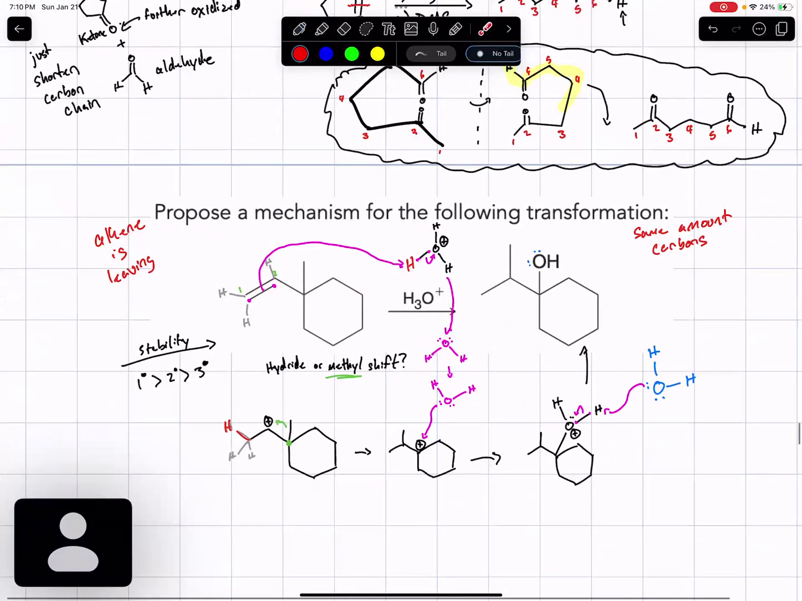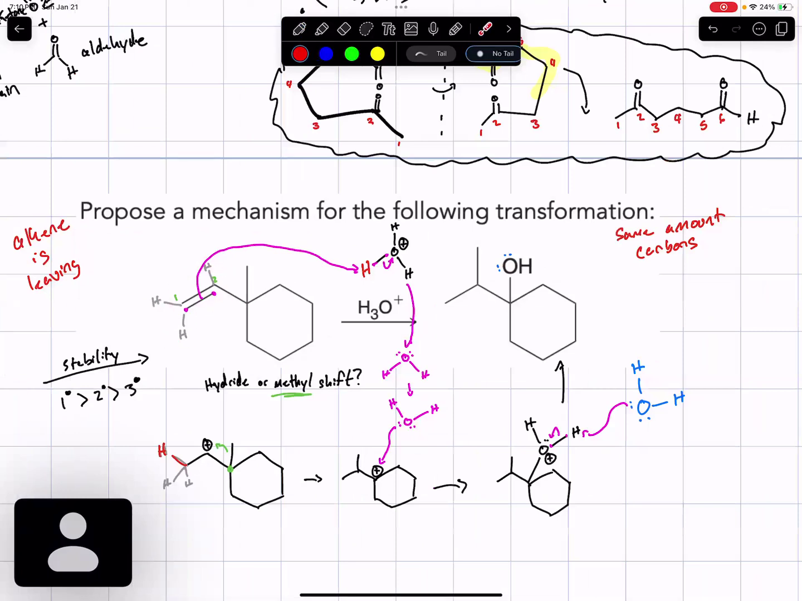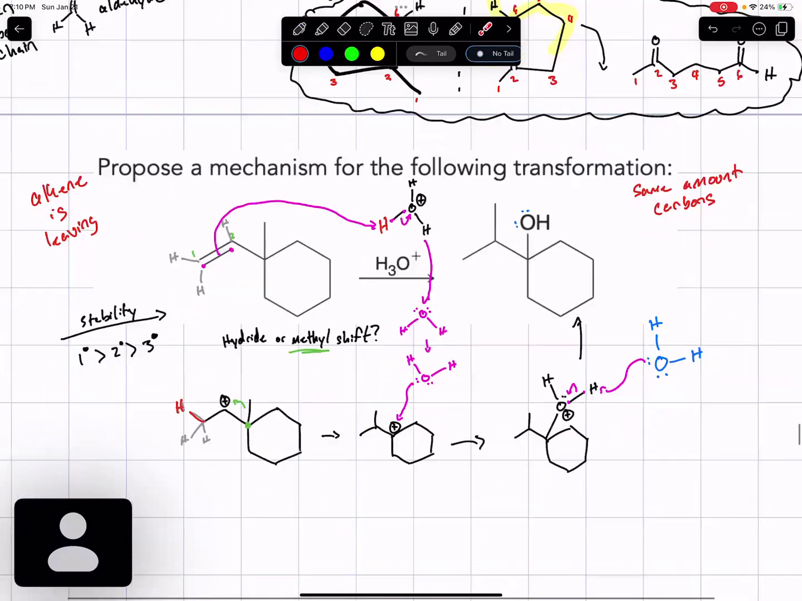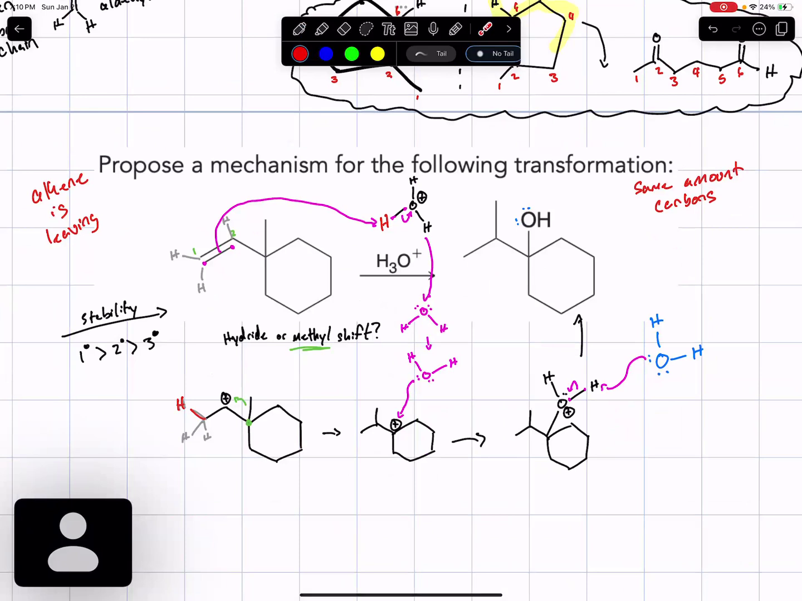So real quick, we noticed that the alkene was leaving. We also said that we're not changing the carbon skeleton. It's the same amount of carbons in our reactant and in our product. We counted them: 1, 2, 3, 4, 5, 6, 7, 8, 9. Same thing in our reactant: 1, 2, 3, 4, 5, 6, 7, 8, 9. Okay, cool. So now we focus on making the alkene leave. We make the alkene leave by saturating it with a good proton source like hydronium.